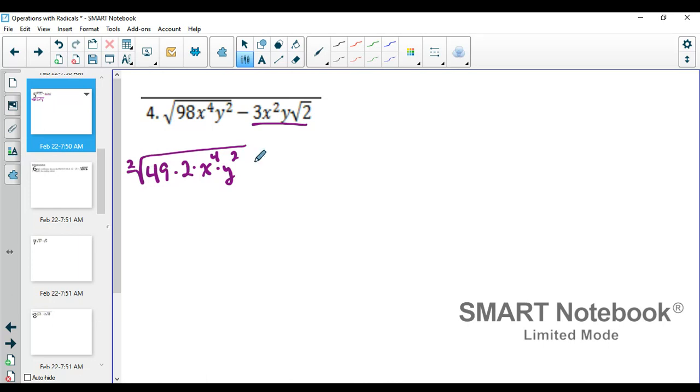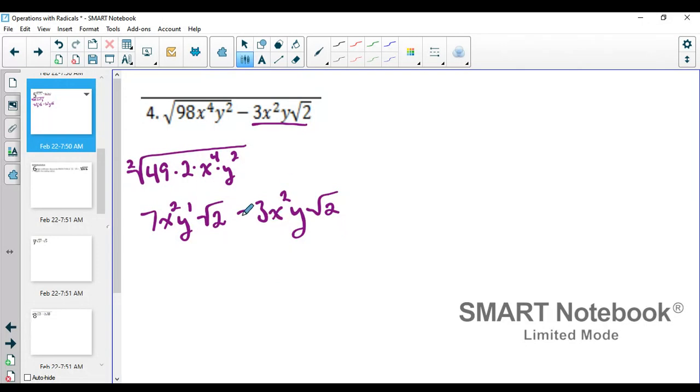So now just go left to right. So the square root of 49 is 7. 2 does not have a whole number square root, so that's going to stay. And then 4 divided by 2 is 2, so we have an x squared out here. 2 divided by 2 is 1, so this is y to the first power. So the only thing left is the square root of 2. And then just bring down this minus 3 x squared y square root of 2.